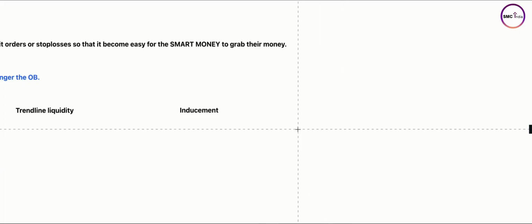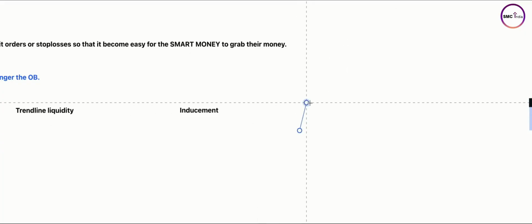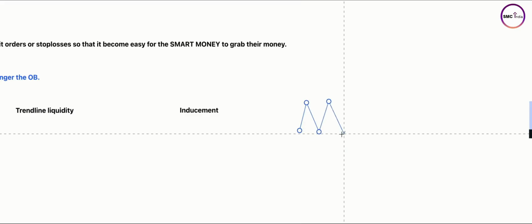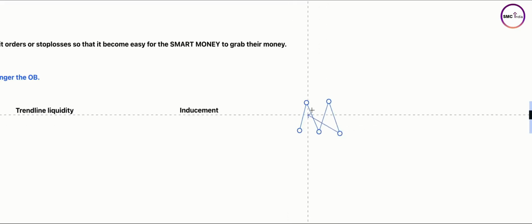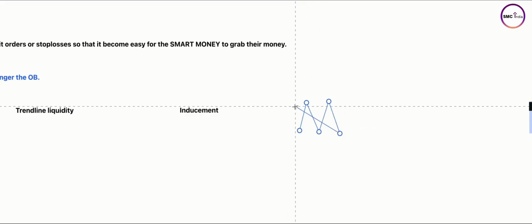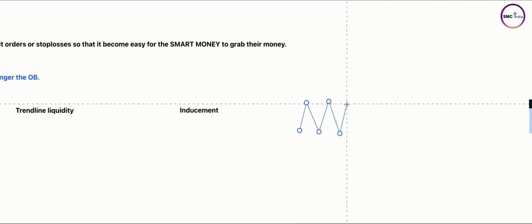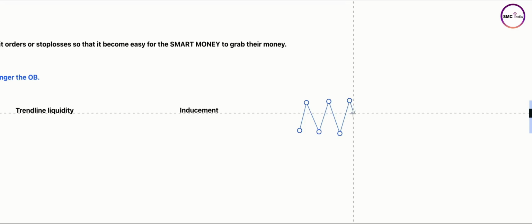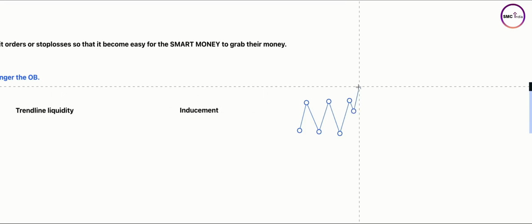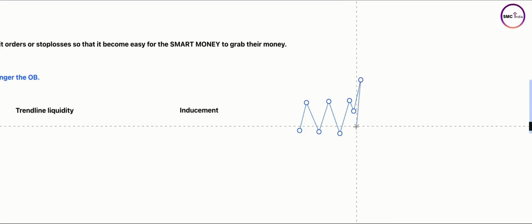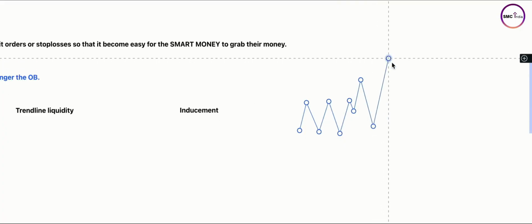So what is liquidity? When you see this level of support or resistance in the market, what most retail traders do is that when the price reaches this level, they short from this level, but what happens is that it moves up, comes to this unmitigated order block, and then shoots up again.